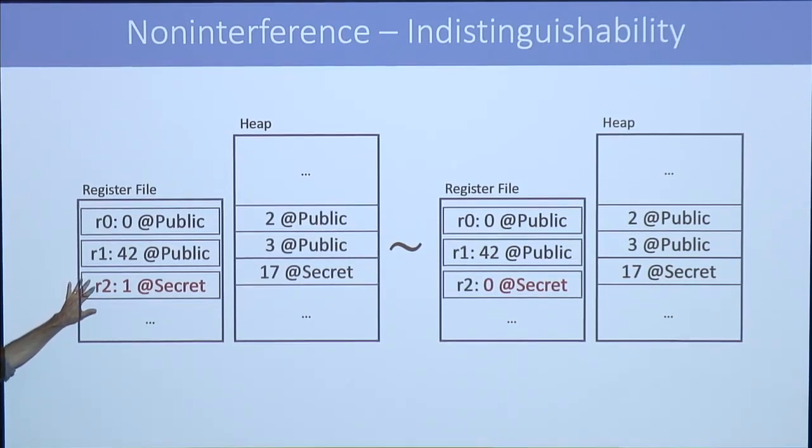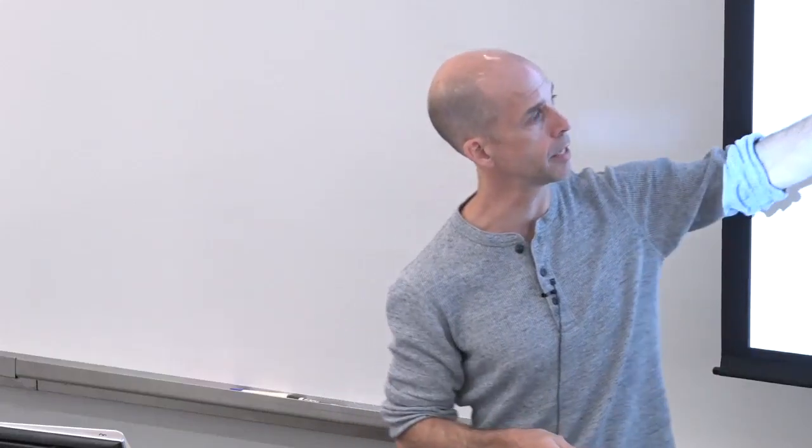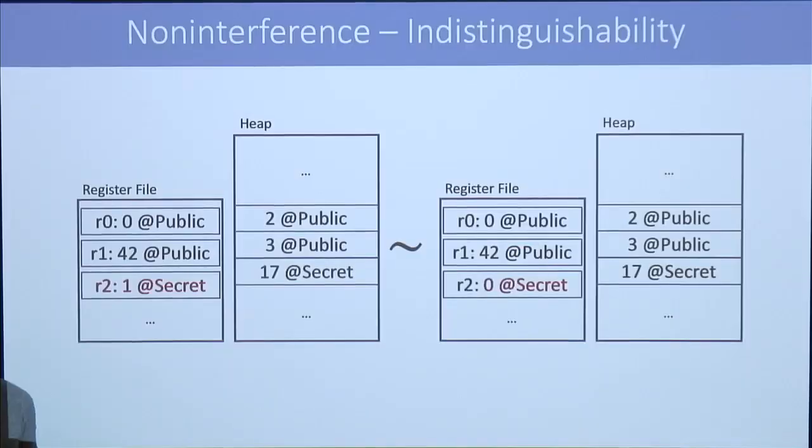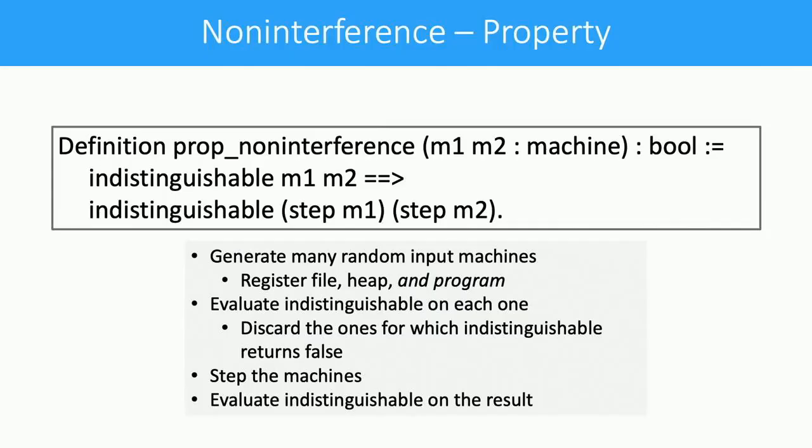And what we want to show is that low equivalence is preserved by execution. And therefore, the adversary is basically never able to tell the difference between a system that has 1 as its secret and a state that has 0 as its secret. Okay, and that property is written like this.